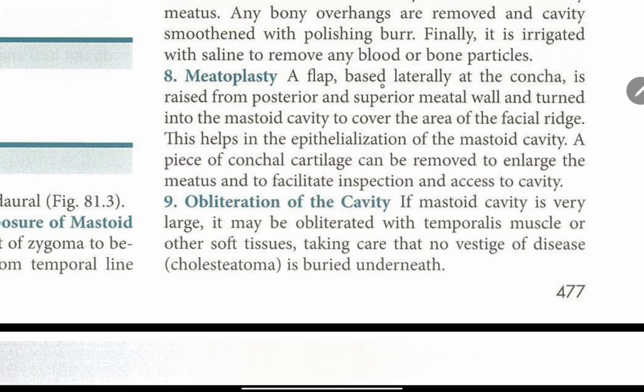8. Meatoplasty. A flap based laterally at the concha is raised from posterior and superior meatal wall and turned into the mastoid cavity to cover the area of the facial ridge. This helps in the epithelialization of the mastoid cavity. A piece of conchal cartilage can be removed to enlarge the meatus and to facilitate inspection and access to cavity. 9. Obliteration of the cavity. If mastoid cavity is very large, it may be obliterated with temporalis muscle or other soft tissues, taking care no vestige of disease or cholesteatoma is buried underneath.